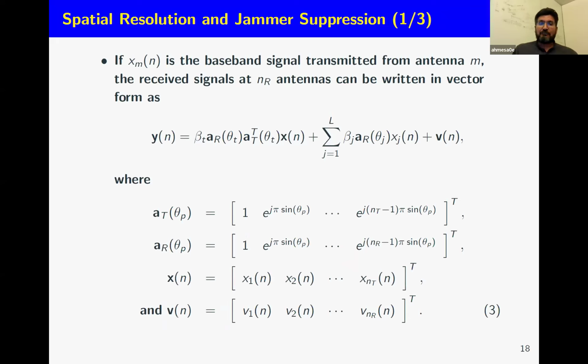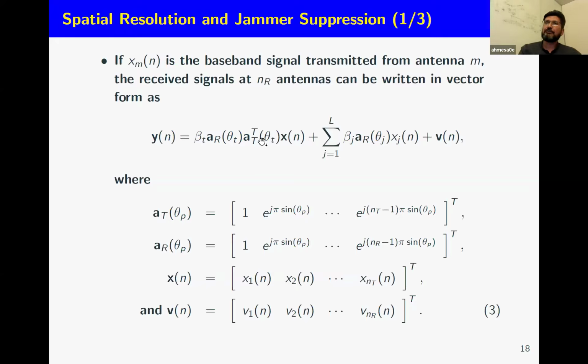Then the received signal can be written by this one. Here I'm assuming that I have a transmitter, and on the other side I have a receiver, and I'm transmitting using multiple antennas. I am illuminating a few targets in the atmosphere. Some power is reflected from those targets and I receive it at the receive antenna. The steering vector at the receive antenna is represented by AR theta t.